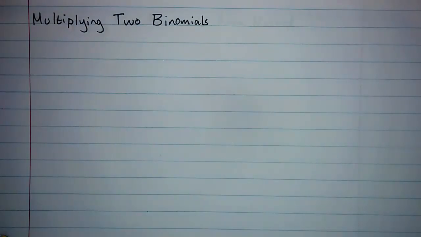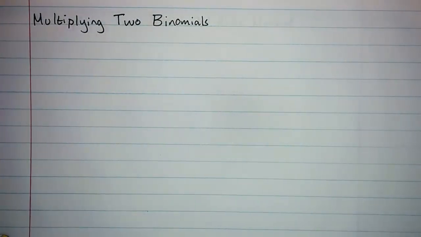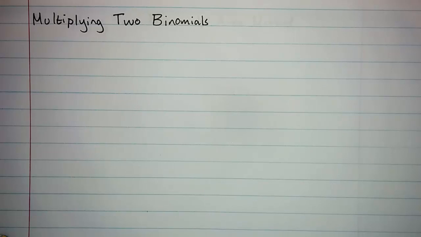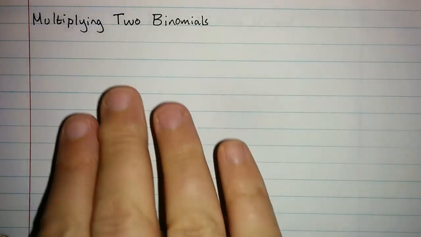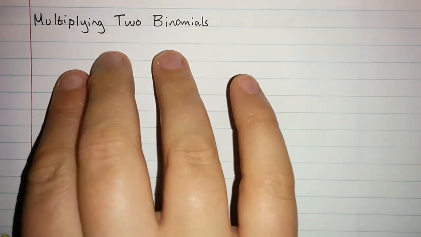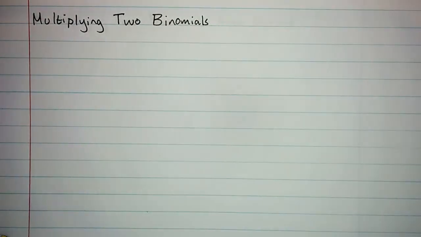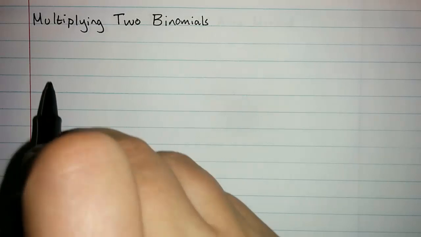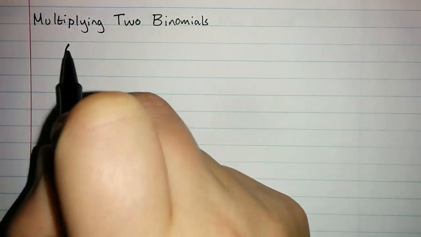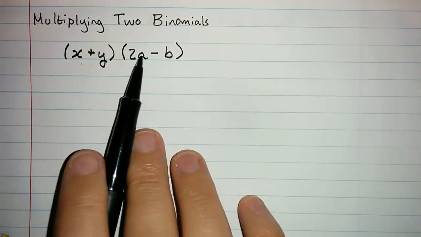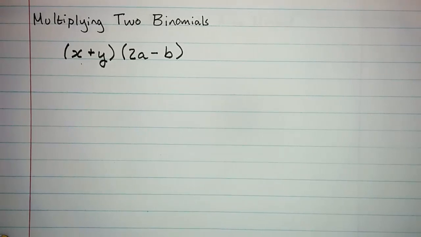To multiply two polynomials together, things sometimes get a little bit messy. With that in mind, let's look first at what happens when we multiply two binomials, so two polynomials with two terms each. Let's suppose we want to multiply the binomials x plus y times 2a minus b.